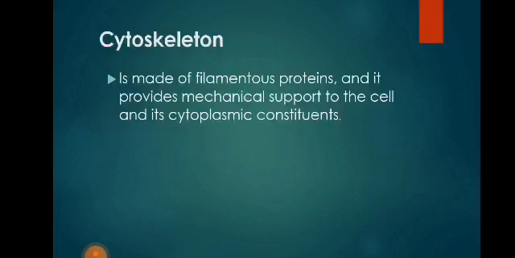Next is the cytoskeleton. The cytoskeleton is made of filamentous proteins and it provides mechanical support to the cell and its cytoplasmic constituents. The function of the cytoskeleton is to help cells maintain their shape and internal organization, and it also provides mechanical support that enables cells to carry out essential functions like division and movement.